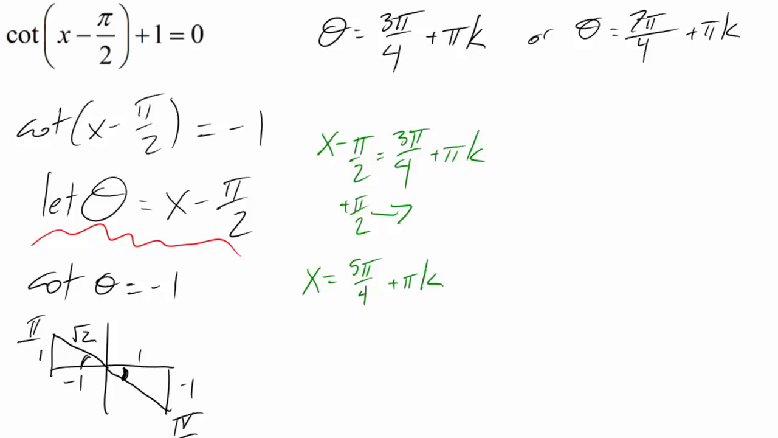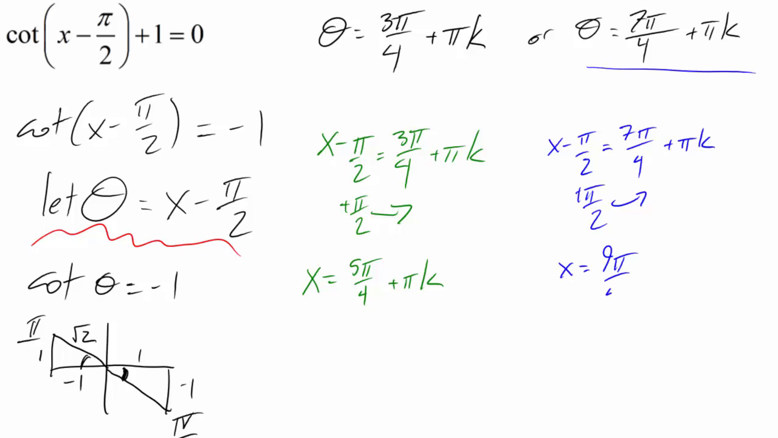Right, then here for our theta equals 7 pi over 4 plus pi k. X is still going to be minus pi over 2 to replace our theta. And then that's our 7 pi over 4 plus pi k. And we're going to add that pi over 2 over to the other side here to get x is equal to 9 pi over 4 plus pi k.